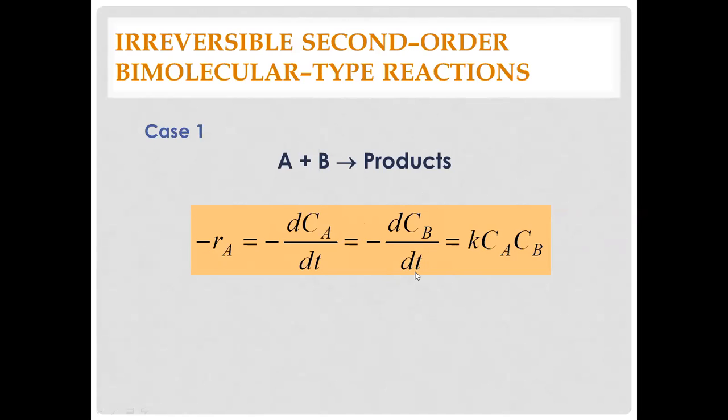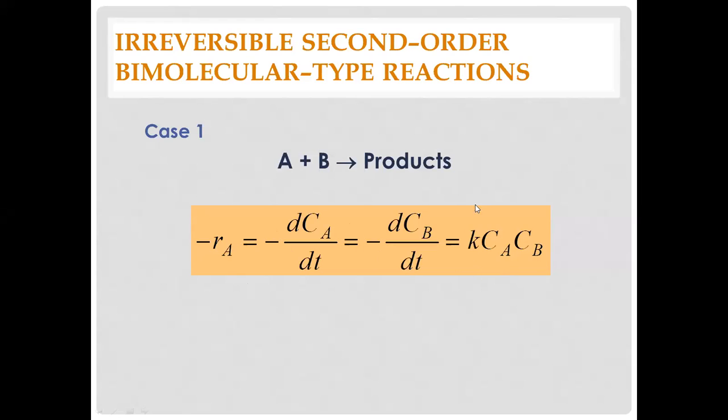And based on what we talked about regarding kinetics of homogeneous reaction, if this is 1:1, negative R sub A over 1 must be equal to negative R sub B over 1. And as such, they will all be equal. So it's all equal: negative R sub A, negative dCA dt, and negative dCB dt.